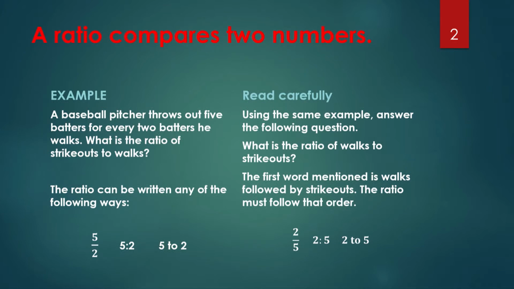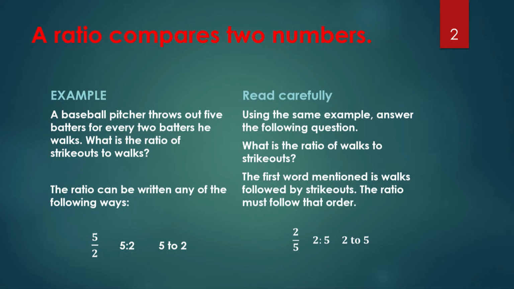So our first example, we have a baseball pitcher who strikes out 5 batters for every 2 batters he walks. So what is the ratio of strikeouts to walks? So there are the 3 examples of the way a ratio can be written. It can be written as a fraction. So in this case, it would be 5 to 2 because he struck out 5 batters and he walked 2. So that would be 5 to 2.